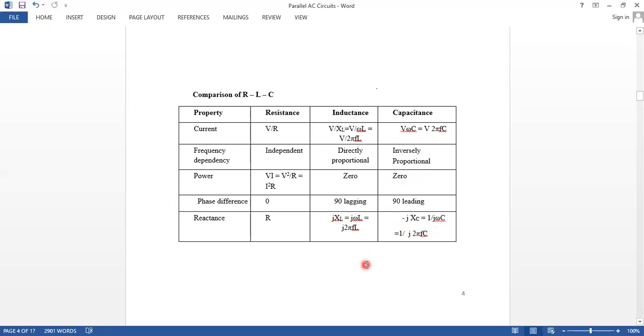With this we have understood the passive components R, L and C. In the next class, let us start with the parallel RLC circuit. This is just a prerequisite that we have seen in this video.